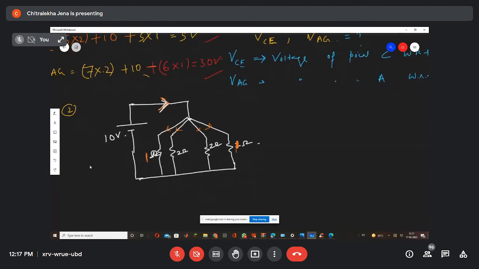Equivalent resistance kitna hai, mujhe bolo. What is R equivalent? Tell me. 3 ohm. R equivalent is 3. Ma'am, 1 by 3. Yes, 1 by 3. Ma'am, 1 by 3. Sahi toh mujhe pata nahi. Yes, 1 by 3. Ma'am, yes ma'am, 1 by 3.